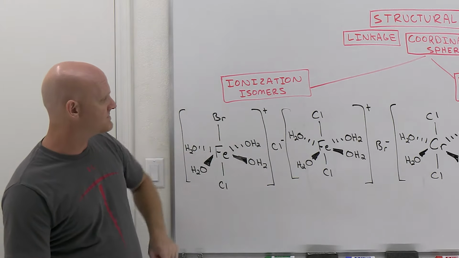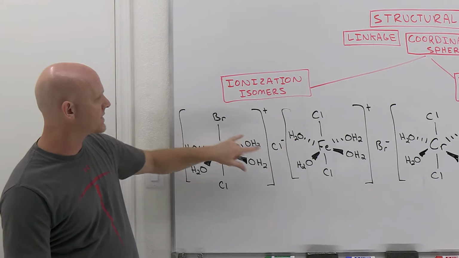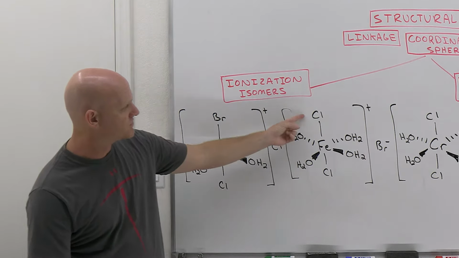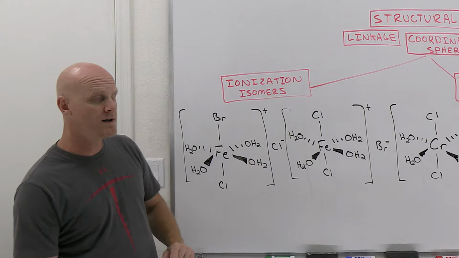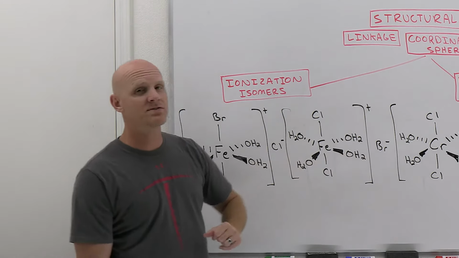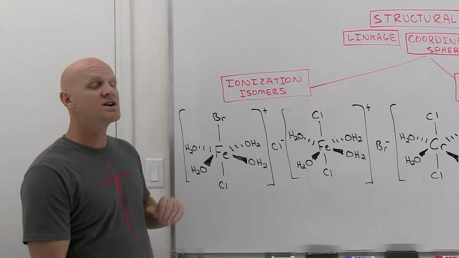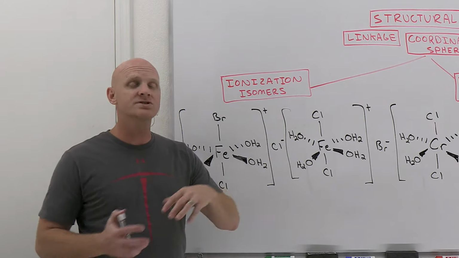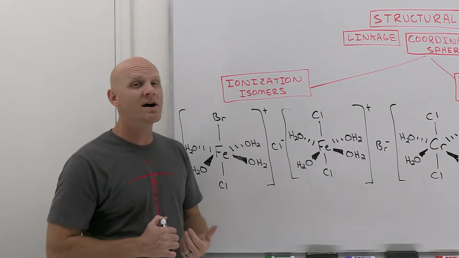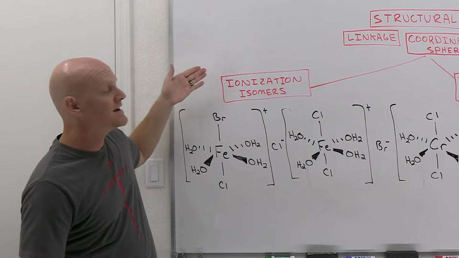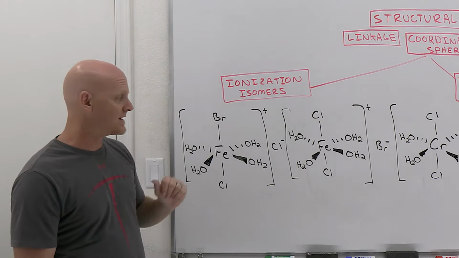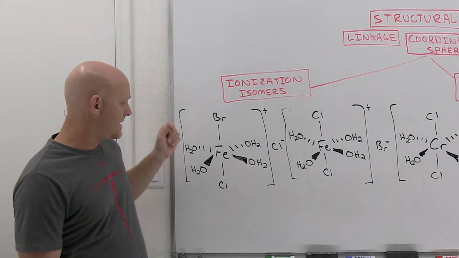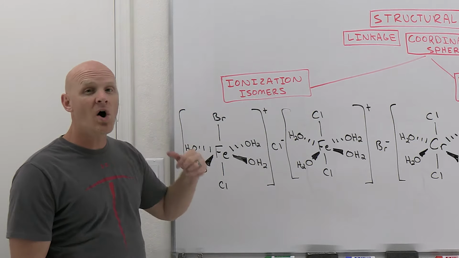But in the next one, this chloride and the bromo are going to trade places so that we end up with two chloro ligands instead of just one, and then the bromide ends up as the counter ion instead. Which ions are inside and outside the coordination sphere, which ones are acting as ligands versus counter ions, that's the difference in these ionization isomers. And again, what atoms are directly bonded to that central metal ion are indeed different.